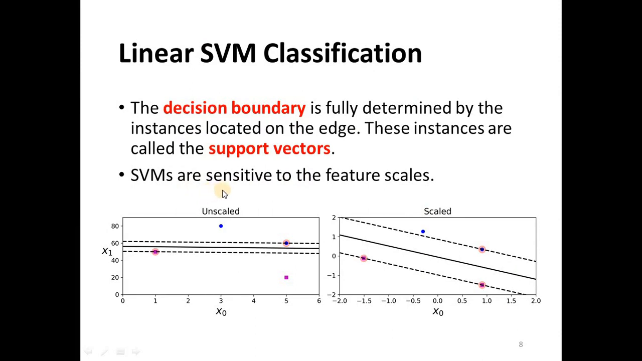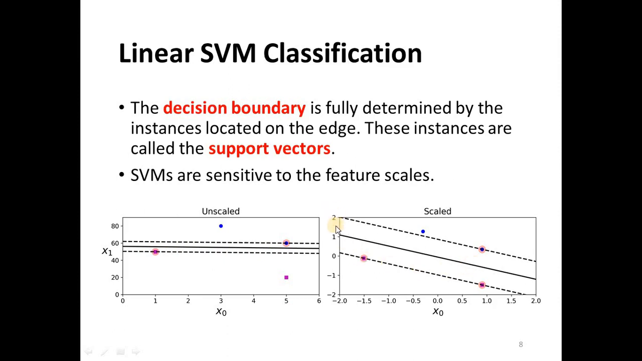SVMs are also sensitive to the feature scales. Here we have one example. We have two features. The scale of x1 is much larger, about 10 times the scale of x0, here in tens and here in units. With these samples, we get this decision boundary.